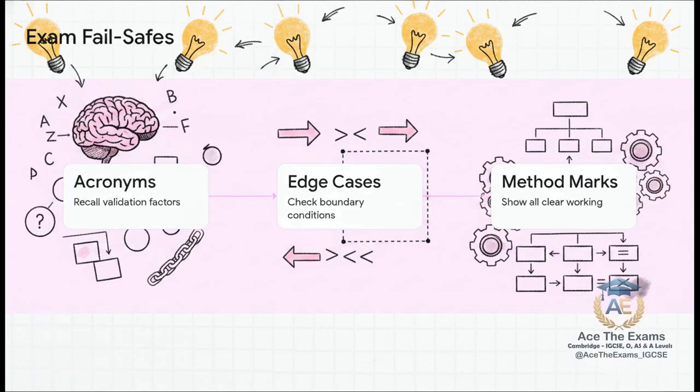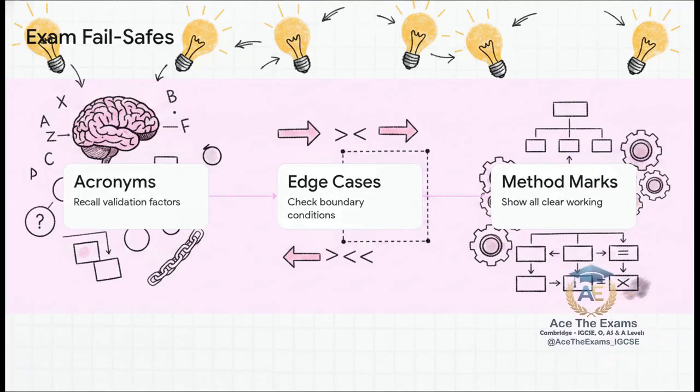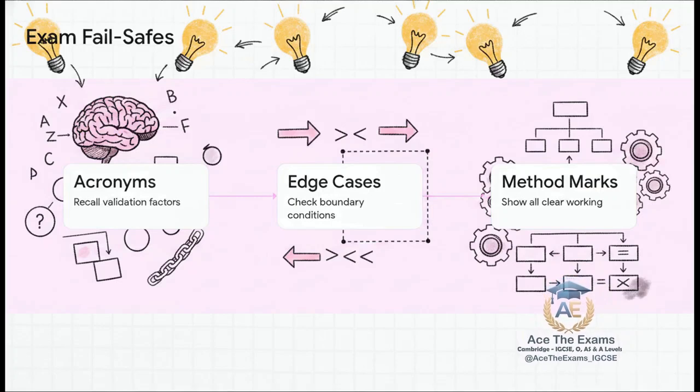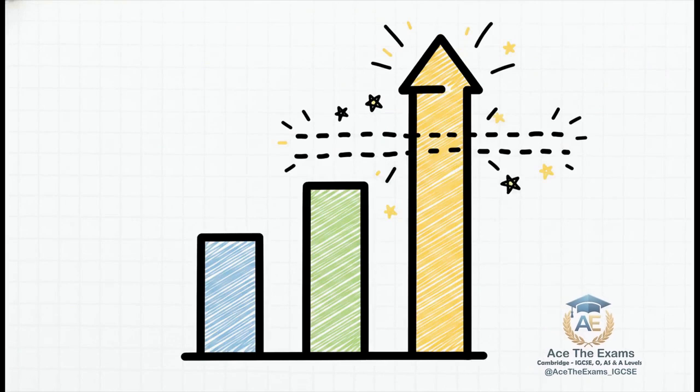Rule 3. Secure those method marks via clear working. Lay out every single step of your algorithmic decomposition to harvest all those crucial method marks, even if you stumble on the final calculation. Combine this with the PEEL framework and flawless command word decoding, and you have built an unbreakable case.